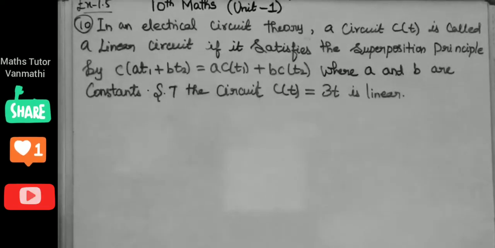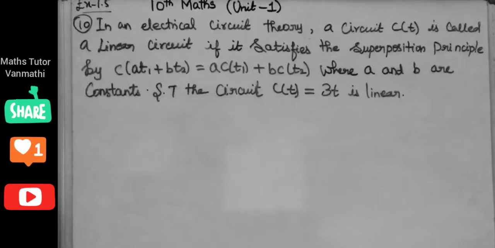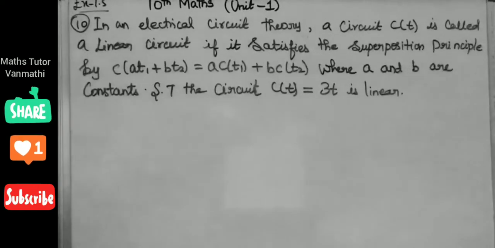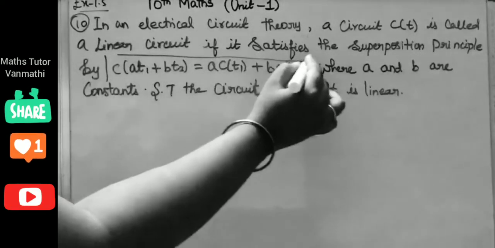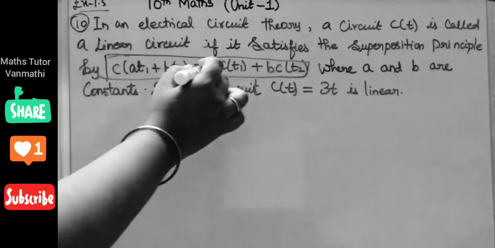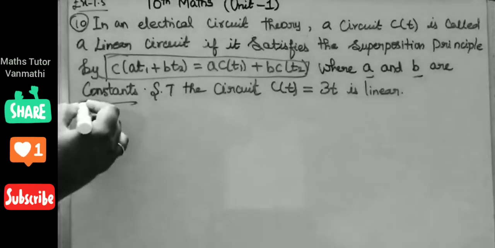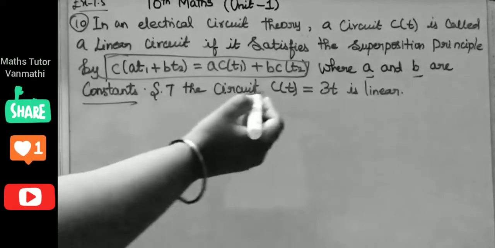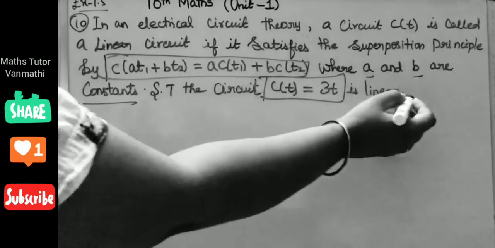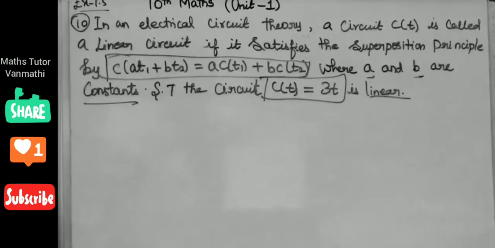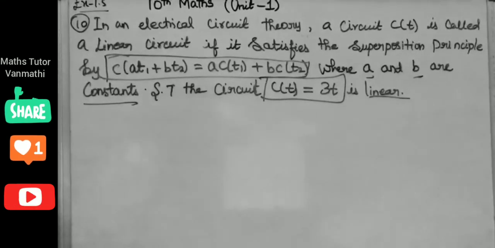The given question is nothing but, in electrical circuit theory, they have given that a linear circuit is named as C of t and it satisfies the superposition principle given by that formula, C of a t1 plus b t2 equal to a into C of t1 plus b into C of t2. Here a, b are nothing but constants and we have to show that the circuit C of t equal to 3t is linear. Okay. Now we can go on to the solution. It is a very short solution only. It is very easy only.